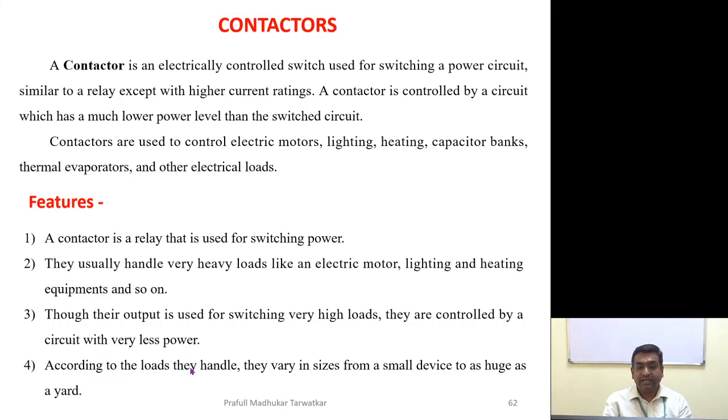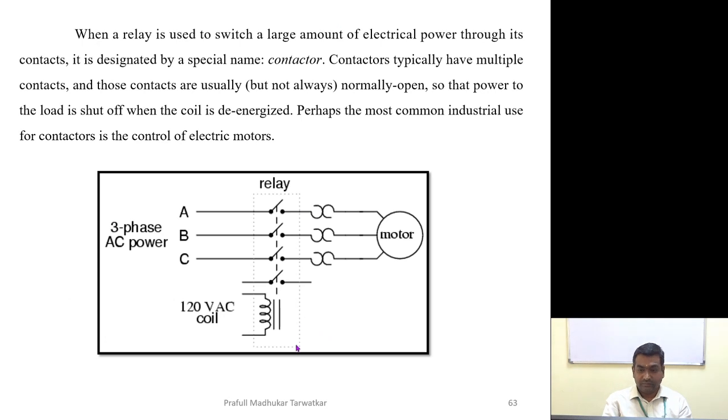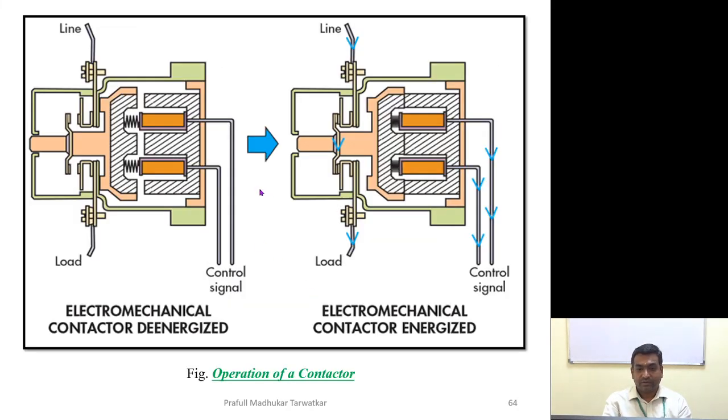According to the loads, they handle the load according to the corresponding power, and they come in a variety of sizes, like this. This is a simple contactor. This is a coil which will be required to be energized. Once the coil gets energized, it will pull down the plunger, closing all the contacts A, B and C likewise. This is how the corresponding contactor works.